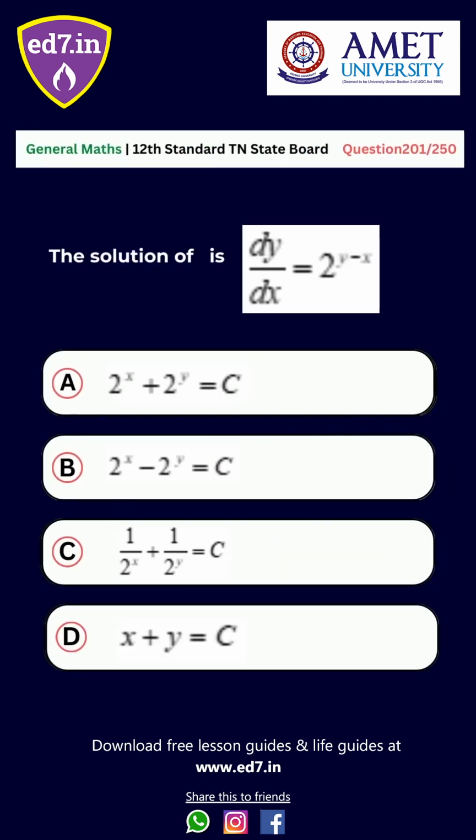Question number 201. The solution of dy by dx equal to 2 power y minus x is? Option A, 2 power x plus 2 power y equal to c. Option B, 2 power x minus 2 power y equal to c. Option C, 1 by 2 power x minus 1 by 2 power y equal to c. Option D, x plus y equal to c. The correct option is option C, 1 by 2 power x minus 1 by 2 power y equal to c.